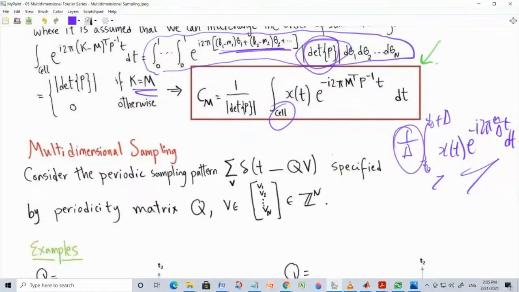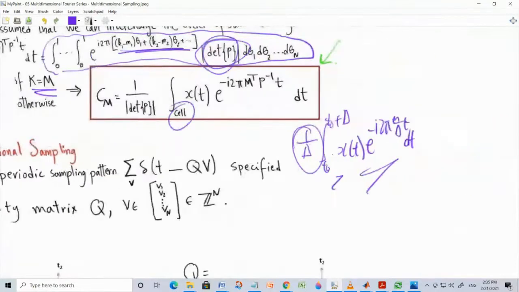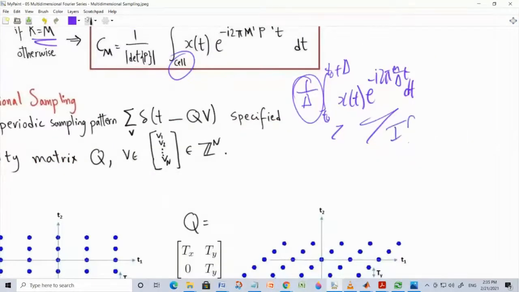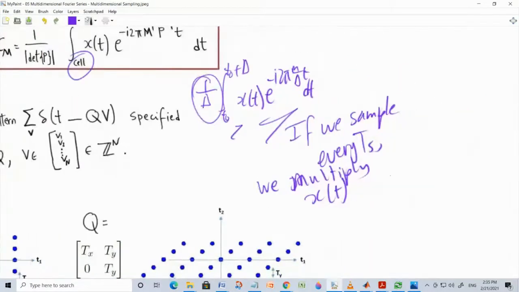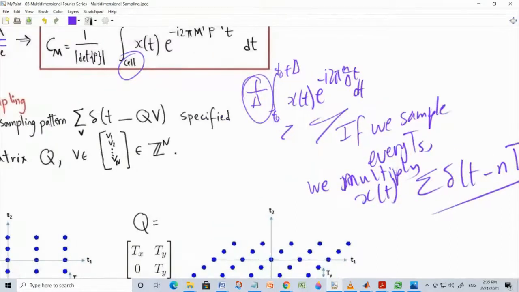So what if you want to sample a signal that is multidimensional? In one dimension, if we sample every TS, we multiply x of t by the train of Dirac deltas. This is something that you learn in courses like signals and systems, digital communications, and so on. You do this to model sampling, taking a sample every TS.